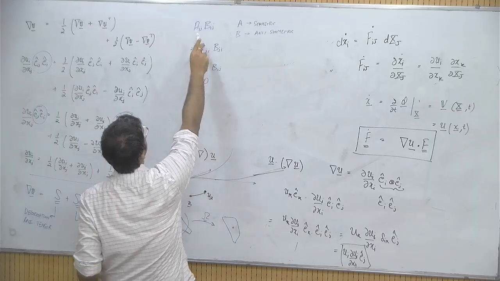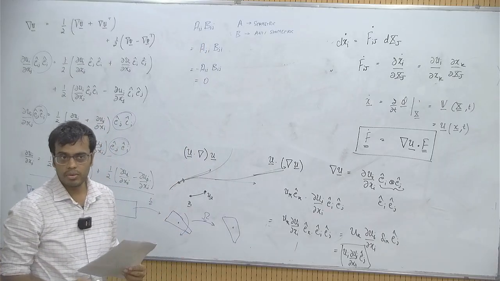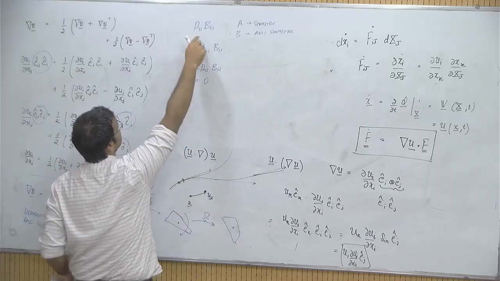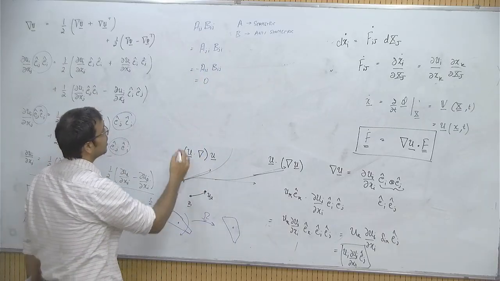So when you multiply a symmetric and an anti-symmetric tensor, the product is 0. This multiplication is not straightforward. Which kind of multiplication is this? This is aij times bij. What does this mean? Does it mean this?